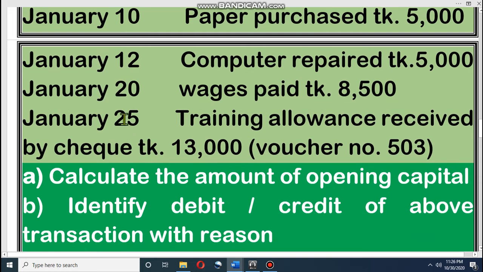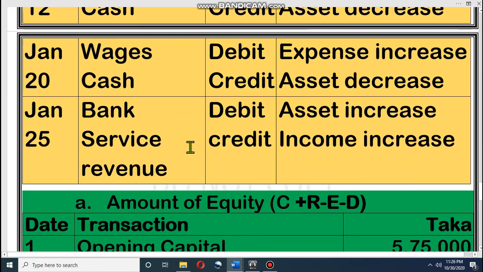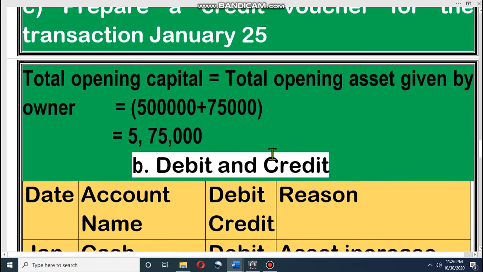Next transaction, training allowance received by check. That means now we are receiving money. But by check. If we receive money by check, then we have to write bank account. That means bank debit, service revenue credit. This is our income. Bank is an asset that increases, debit. On the other hand, service revenue is an income. You know that income increase is credit. This is the debit and credit with the reason. I hope all of you understand.